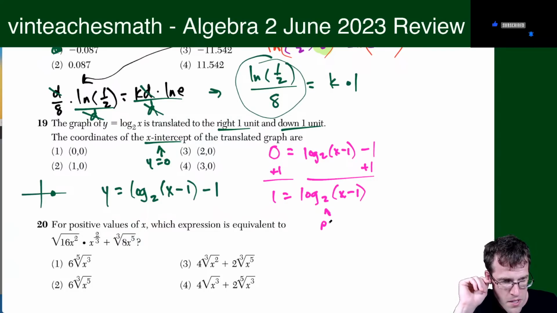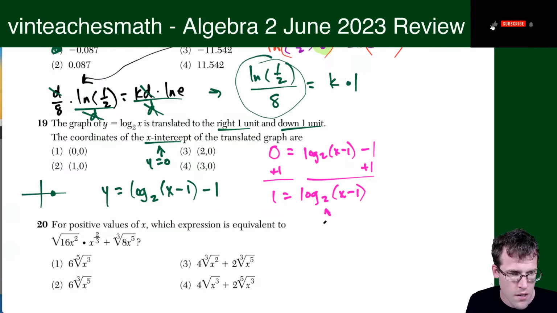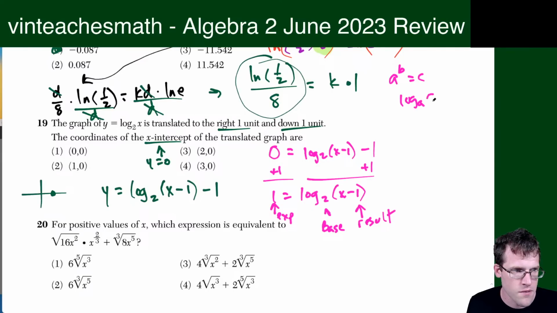So remember, this is base. Let's fix that. Base. Exponent. Result. You should be fairly comfortable with, if you have a to the b equals c, that this is log base a of c equals b, going from this form to this form.